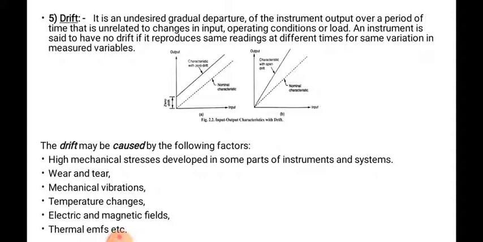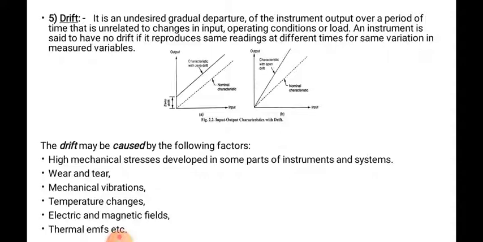म्हणजेच काय म्हणूयात आपण, जेव्हा इन्स्ट्रुमेंट सेम रीडिंग दाखवते, the instrument is said to have no drift if the instrument reproduces the same reading at a different time for the same variable in measured values. Understood? जेव्हा एखादं इन्स्ट्रुमेंट सारख्याच व्हॅल्यू दाखवते फॉर अ डिफरंट टाइम इंटरवल फॉर इनपुट. Okay, for a variable input. Okay, so that is nothing but the drift.